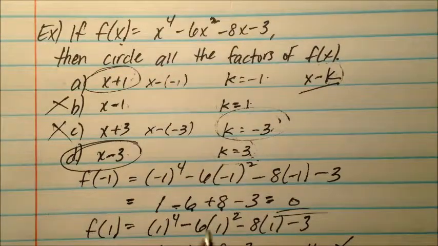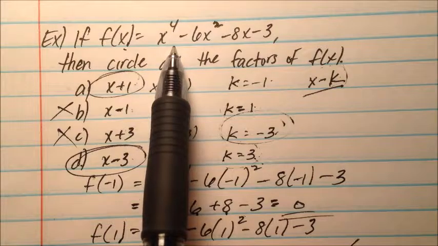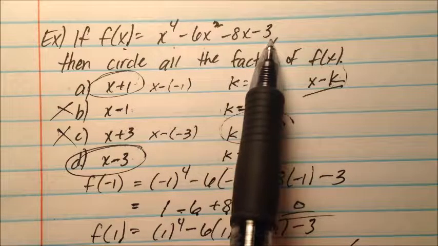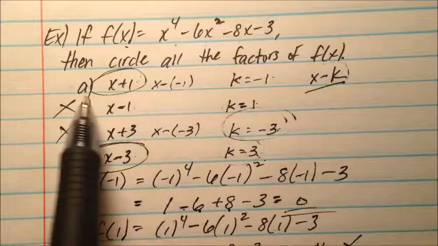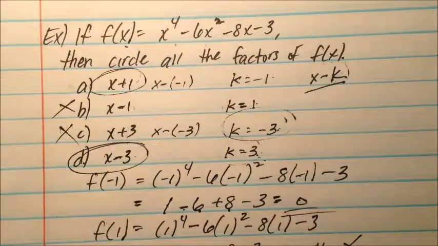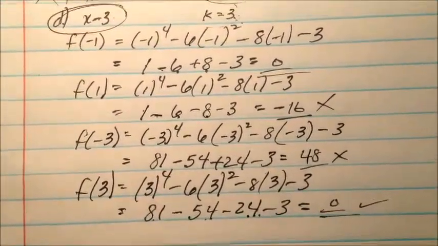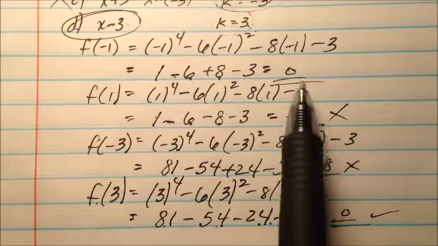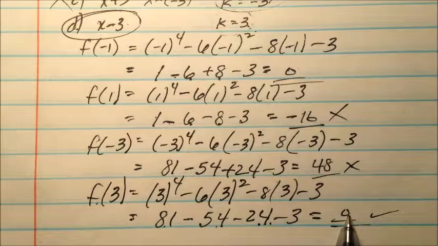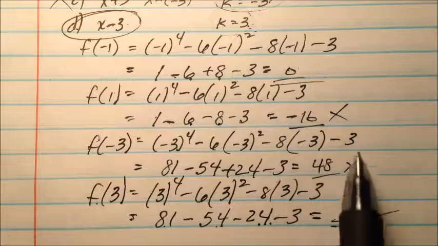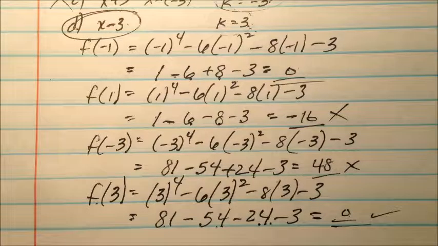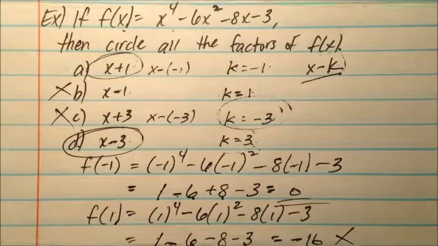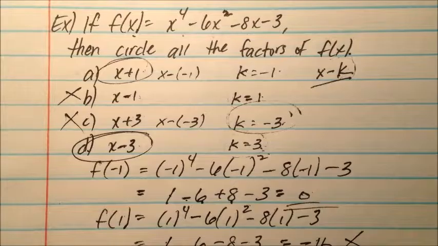So looking back at the original function now, we have f of x was x to the 4th minus 6x squared minus 8x minus 3. And we wanted to know which of these were factors, so we used our remainder theorem and the idea of our factor theorem as well, where if you evaluated the function at that k value and it came out to be 0, like the first one and the last one, then we know they're factors. But in the middle, they didn't come out to be 0, so they're going to have remainders. And we didn't really care about the remainders so much in this case. We just wanted to know which of these were factors of our polynomial function.